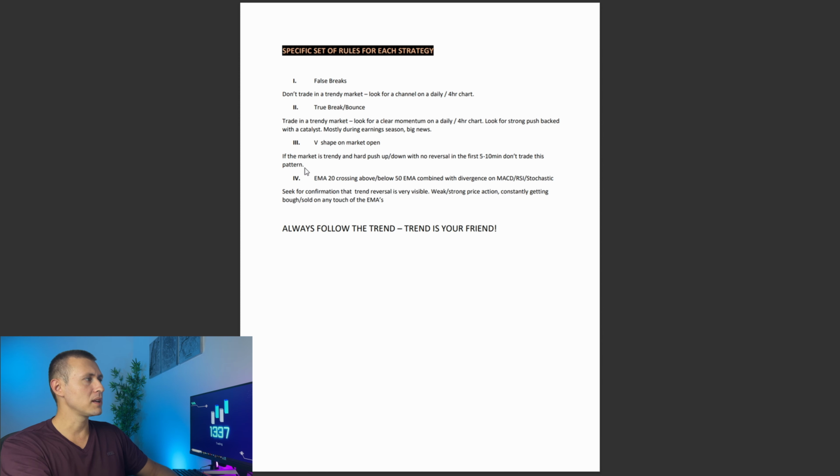V-shape on market open, it says if the market is trendy and there's a hard push up or down with no reversal in the first 5 to 10 minutes, don't trade this pattern. So basically, if the market is super trendy, like again, if it just breaks through everything, you'll barely see those reversals. So you don't want to be caught at the bottom waiting for the small reversal just to catch 20 points when you will get wrecked and destroyed by a market that's just pushing 200 points in one go.